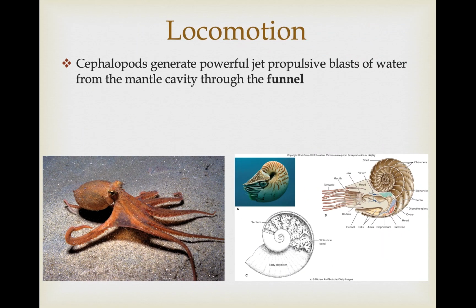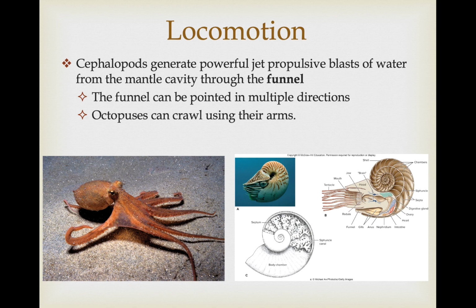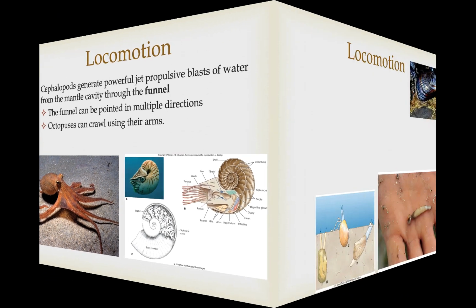The cephalopods can generate really powerful jet propulsive blasts of water from their mantle cavity, concentrated through the funnel as shown here, and there are muscles surrounding the funnel that can control the direction and the size of the opening to control the propulsive force. Octopuses can also crawl using their arms. They can both swim and crawl.